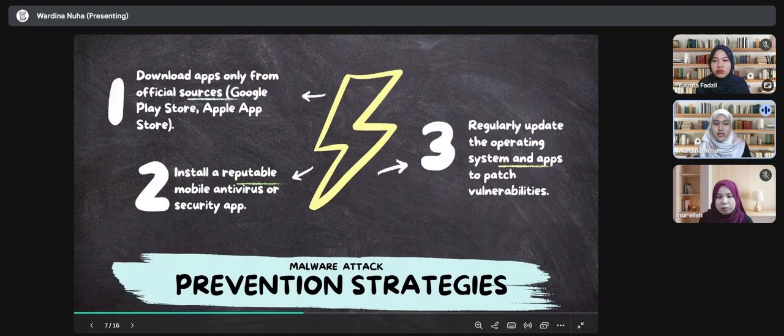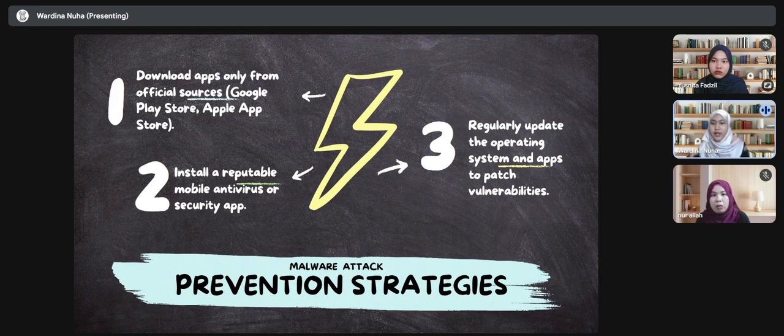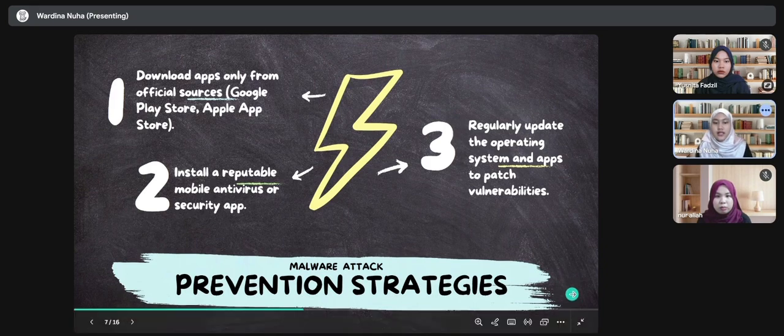So next, here we have three prevention strategy of malware attack. The first one is download apps only from official sources. For Android, we have a Google Play Store, and iPhone, we have Apple App Store. The second one is install a reputable mobile antivirus or security app. The third one is regularly update the operating system and apps to patch the vulnerabilities. So on the next slide.